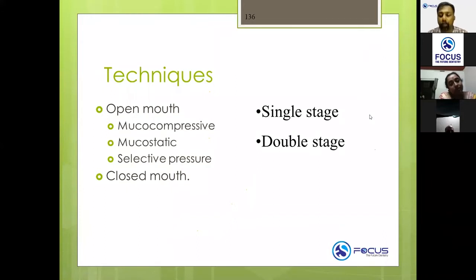In the double stage technique, you take a primary impression, and a special tray is fabricated. With the special tray, you go for the border molding. After border molding, you go for the wash impression. That is the 2-stage technique.